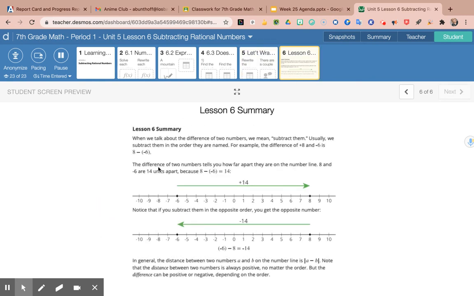And then number 6 has nothing for you to do. It's just a wrap up of the lesson. So subtracting a negative actually goes to the right. Subtracting a regular number, like a positive number, would go to the left. So subtracting a positive goes left. Subtracting a negative goes the opposite direction. So just a little wrap up. You don't have to do anything on this one.